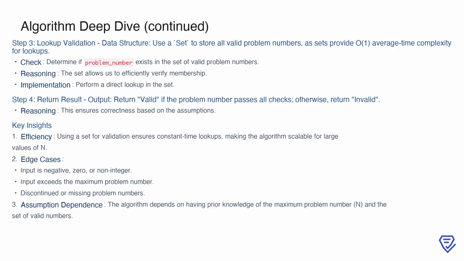A few key insights emerge from this approach. First, the use of a set ensures that the algorithm remains efficient even as the total number of problems grows. Second, we proactively account for edge cases, such as invalid inputs, numbers outside the valid range, or discontinued problem numbers. However, it's important to note that the algorithm relies heavily on assumptions, including prior knowledge of the maximum problem number, n, and the availability of a pre-computed set of valid numbers.